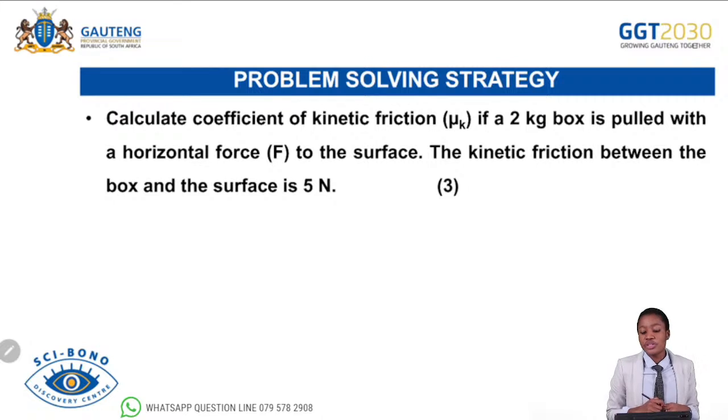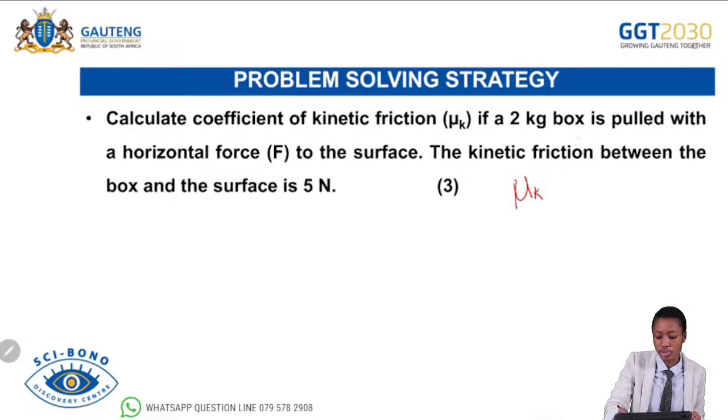I have a question for you to do, which says calculate the coefficient of kinetic friction, UK, if a 2 kg box is pulled on a horizontal surface with a horizontal force. The kinetic friction between the box and the surface is 5 Newton. So now calculate UK. I'll give you a hint and I'll give you 2 minutes to quickly complete this.